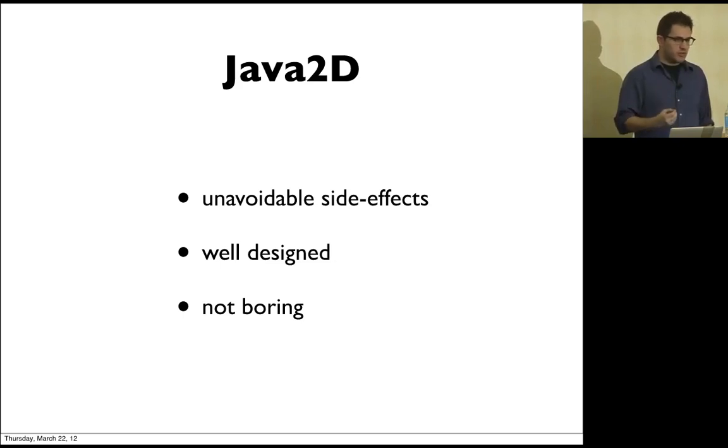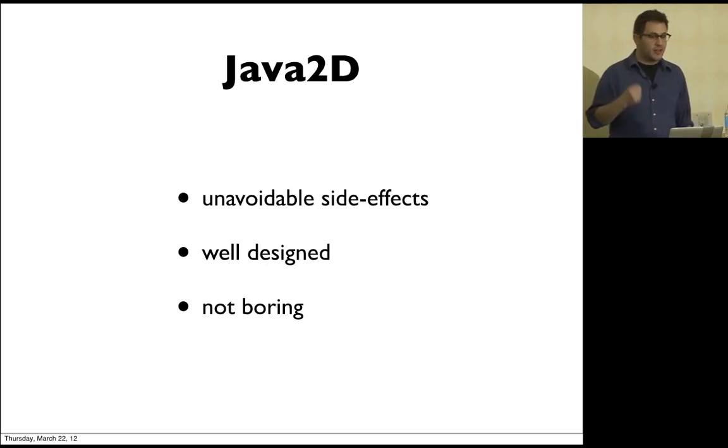I'm using Java 2D as an example here, not because Java 2D is representative of all Java libraries, but because it has some properties that are good to think about. One is that it has unavoidable side effects. If we're drawing something, we have to have a side effect. We can't reduce this down to something which is pure and functional, or not completely.